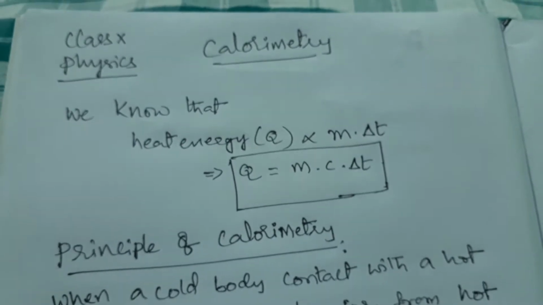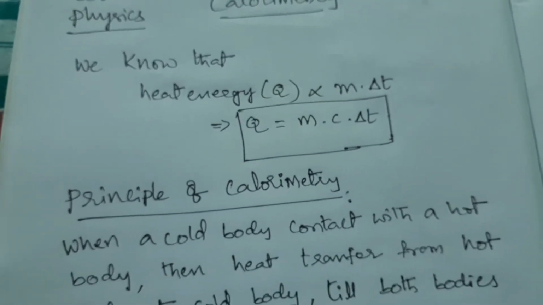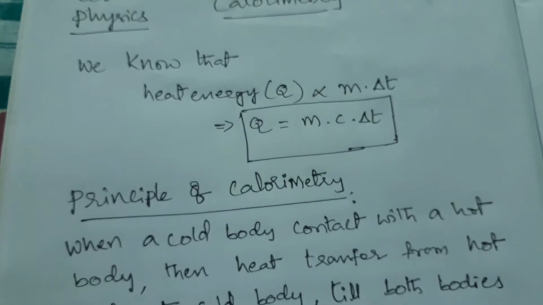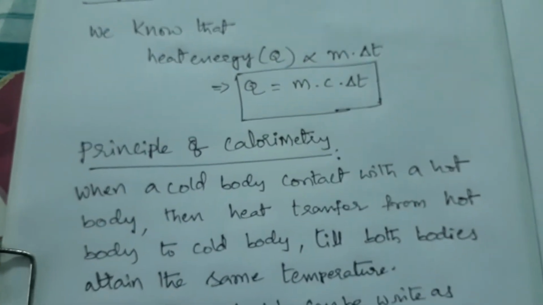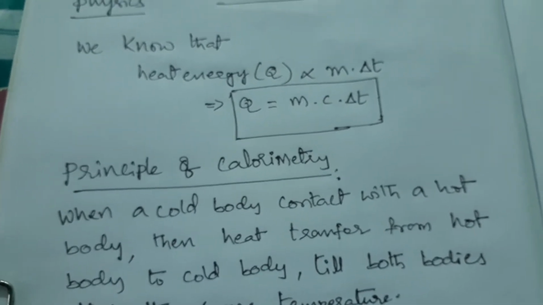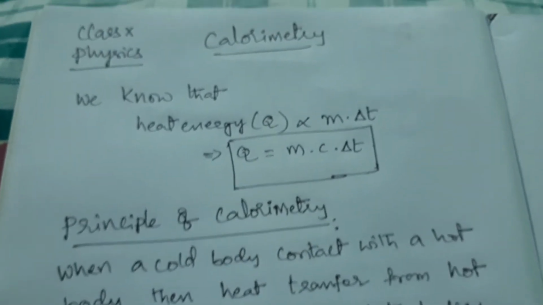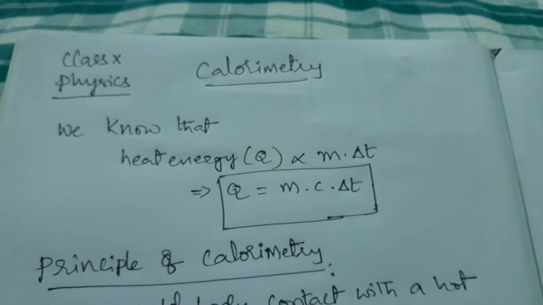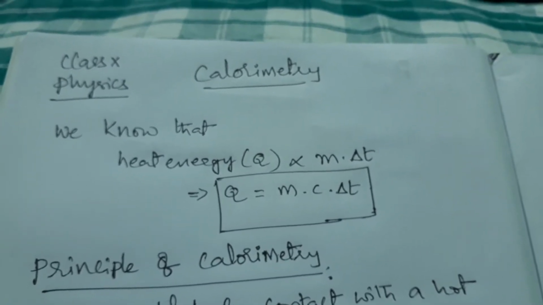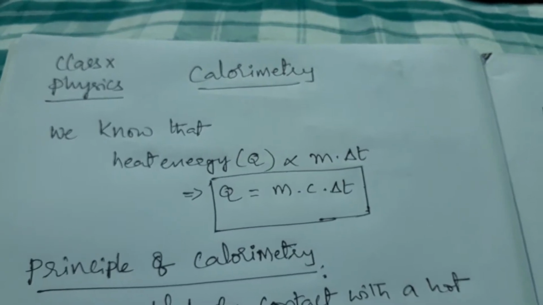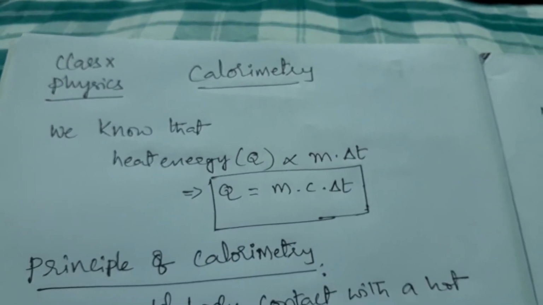In this class I am going to explain the principle of calorimetry. This is also called the principle of method of mixture. Before explaining this principle, I want to repeat once again the formula for Q. What is Q? Here Q is the letter that represents heat energy.